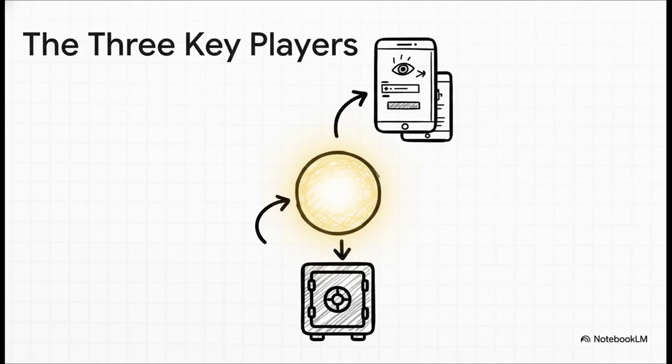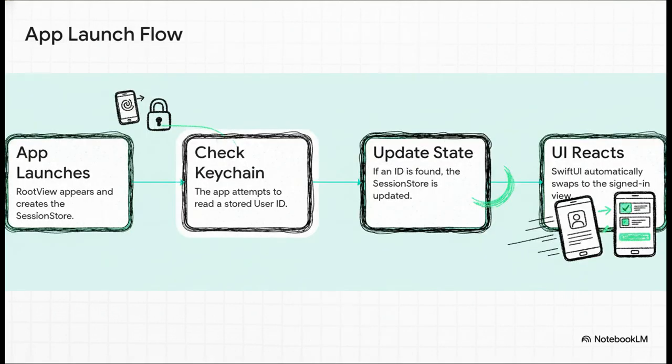Then we'll have a little keychain helper to handle all the nitty-gritty of saving and loading from the keychain. And finally, our root view. Its job is to watch that session store and act like a switchboard, showing either the login screen or the main app. And what's so cool about this setup is how reactive it is.